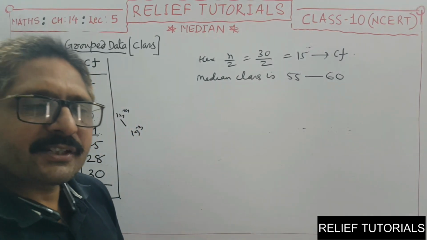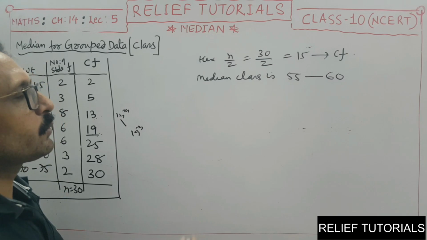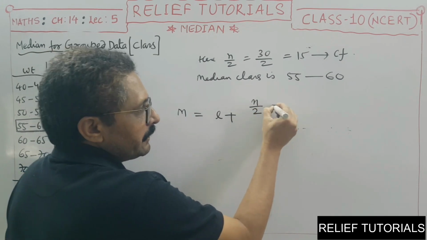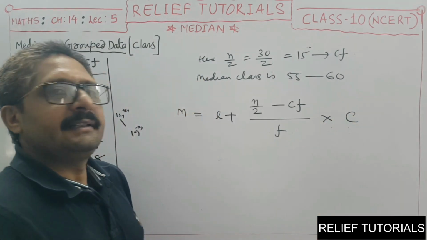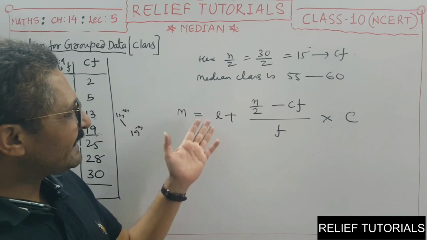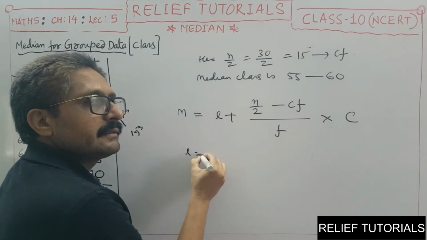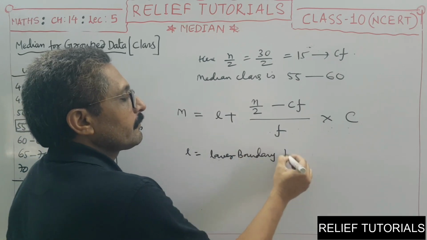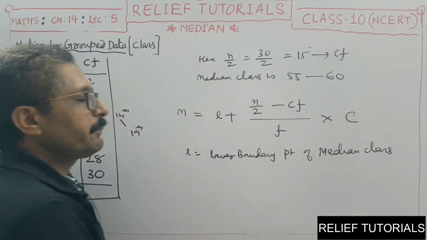Now our statisticians have derived a formula to find the median for group data with class. We will discuss this formula. So M is equal to L plus n by 2 minus CF upon F into C. This is the formula to find the median for group data with class. Now we will see what these terms are. First, what is this L? L is the lower boundary point of the median class.